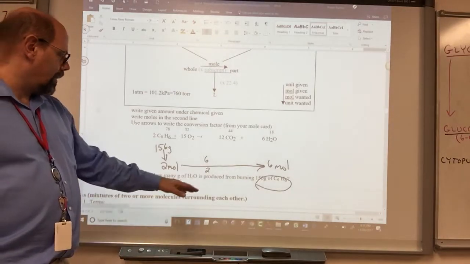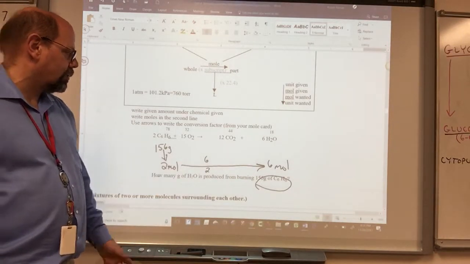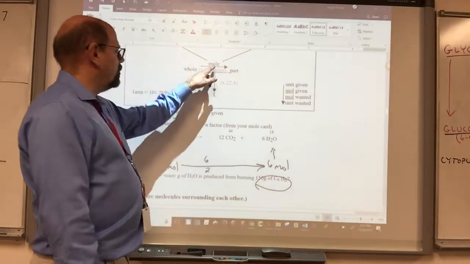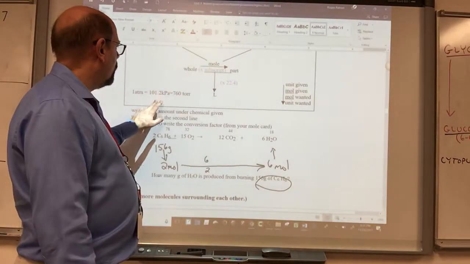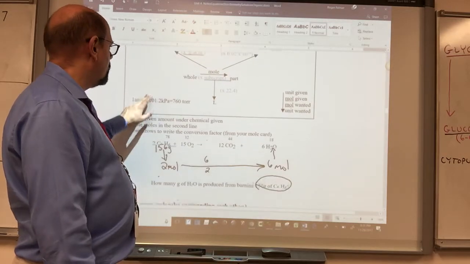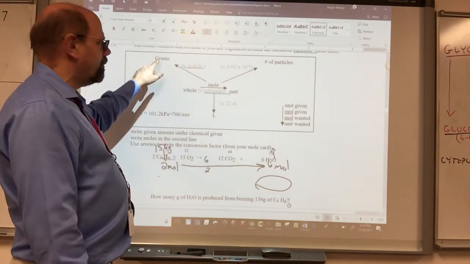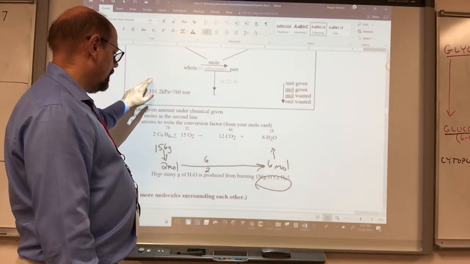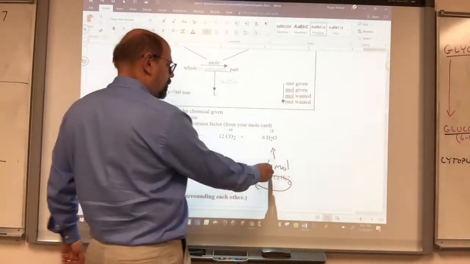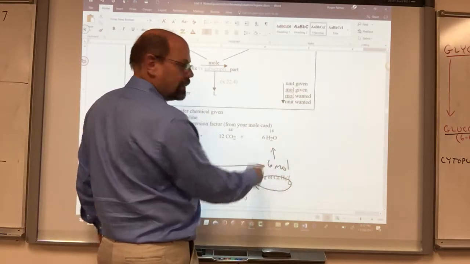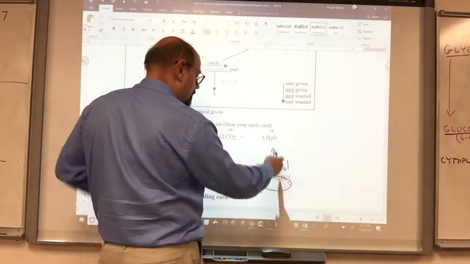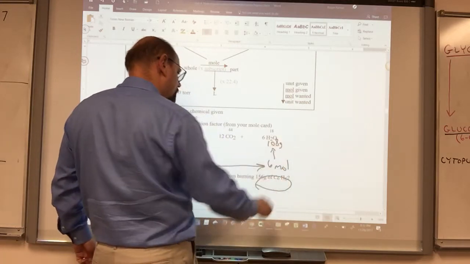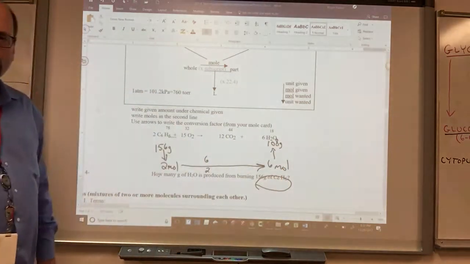But it asks how many grams of water is going to be produced. Well, then all I have to do is go back this way. I've got 6 moles of water. What do I need to do? Let's move this down just a little bit. From moles of water back to grams of water, I multiply by the gram atomic mass. So let's lift that back up again and say, 6 moles times 18. Well, 6 times 10 is 60, plus 6 times 8 is 48, so that's 108 grams of product water that I need.